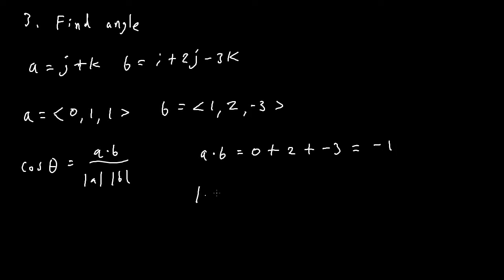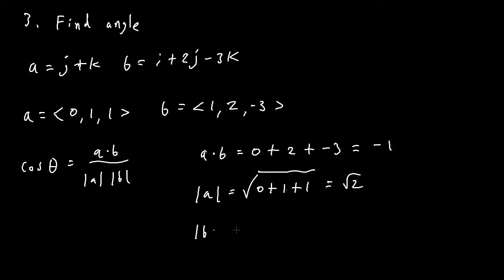Now in order to find the magnitude of a, since we do have 3 components, x, y, and z, we're going to take the square root of x squared, which is 0, plus y squared, so 1 squared is 1, and then plus z squared as well. So our z component squared is also 1. So that will give us the square root of 2.